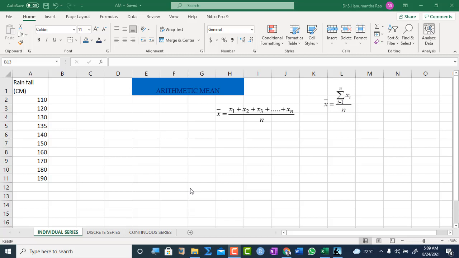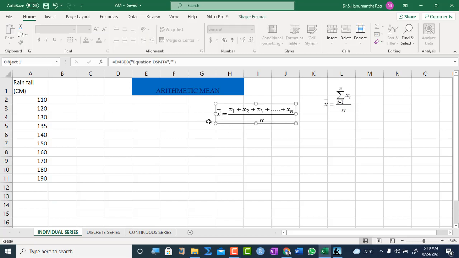Dear students, in this module I am going to explain how to construct arithmetic mean for individual series, discrete series and continuous series. I will start with individual series. Here we observe the formula. The arithmetic mean is denoted by x bar.